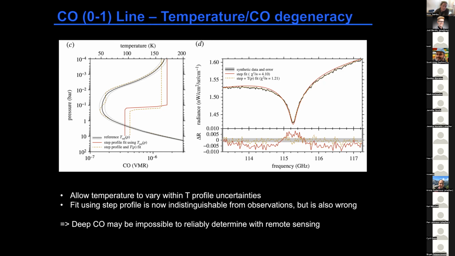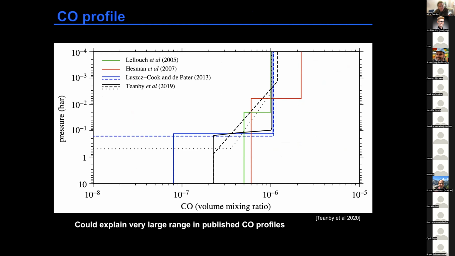Maybe there's some deep abundance, maybe there isn't, but I think with the data we have, it's not really possible to probe much below about 1 bar. So we can say there's CO at pressures of a bar or less, but at higher pressures, it's actually getting quite difficult to pin it down.